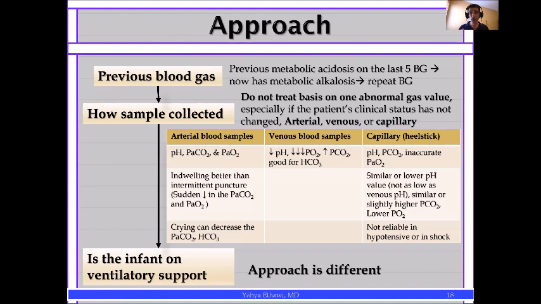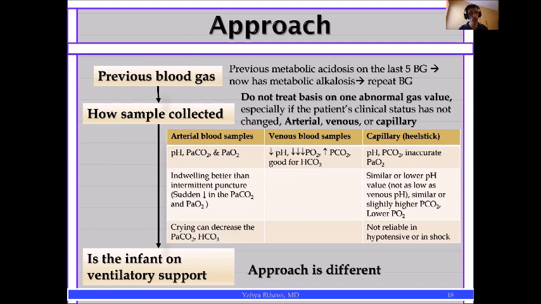When you check a blood gas, do not comment on one abnormal value. Look at all the parameters, and always look at how the sample was collected. Is it venous? Is it arterial? Is it CBG? Arterial is very good for pH, PCO2, and PO2. However, venous is not good for those. It has a much lower pH, a way lower PO2, and a higher CO2, but the venous is very good to measure the bicarb.